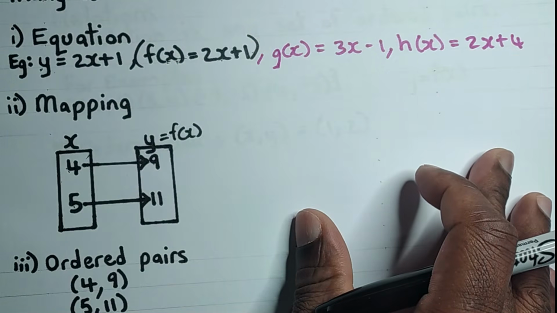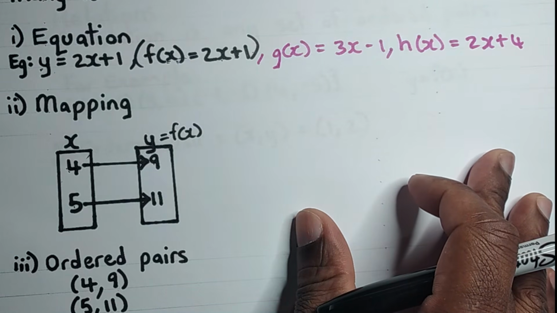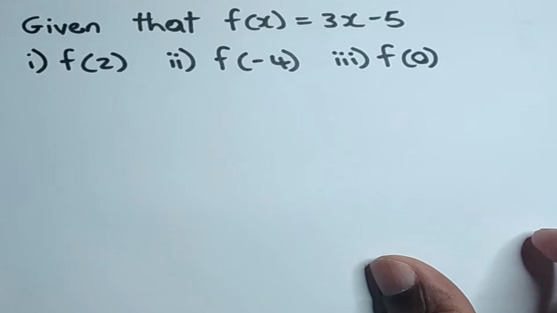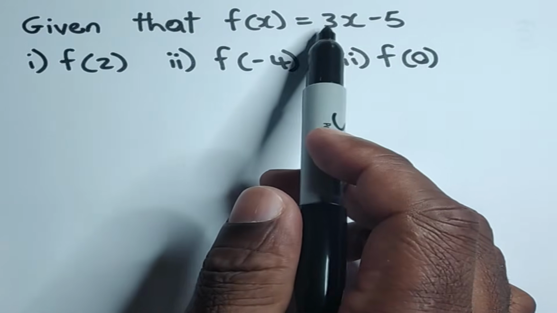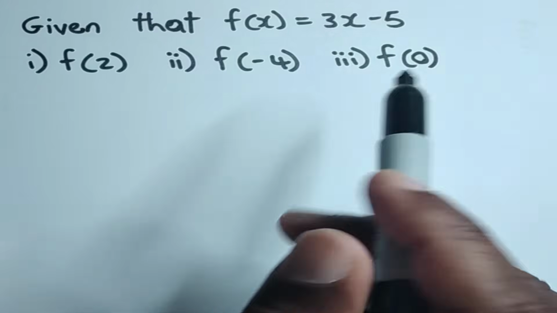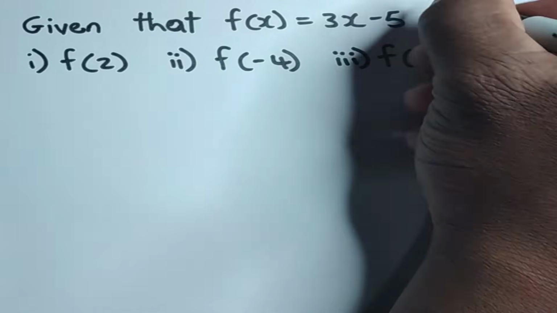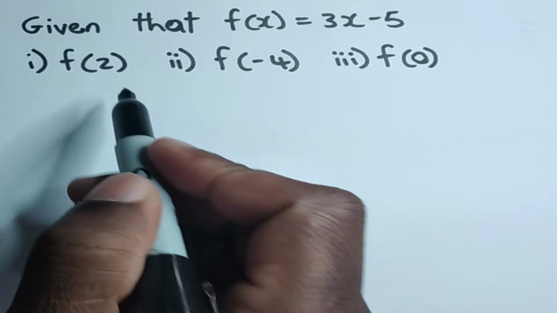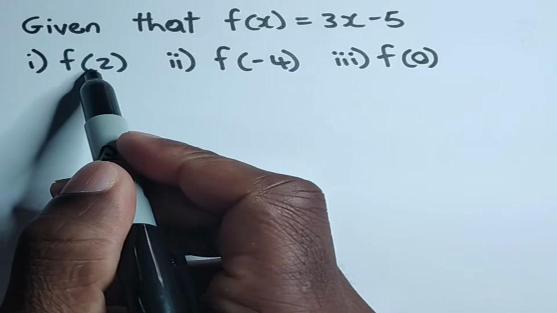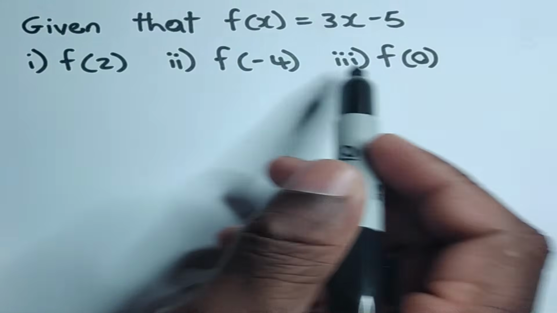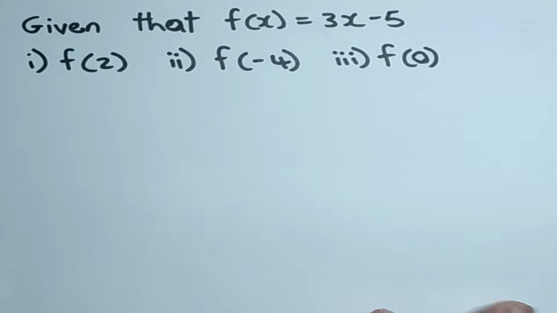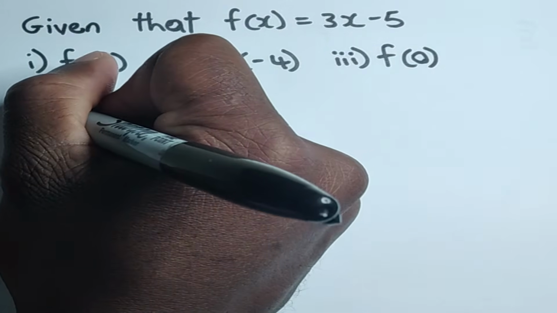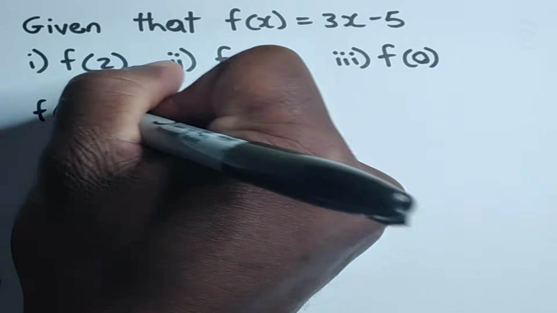All right, now we are going to look at how to perform calculations when it comes to functions. Let's say we have a question. Given that f of x is equal to 3x minus 5, determine the values of f of 2, f of negative 4, and f of 0. So let's start off with f of 2. We want to find what f of 2 is.